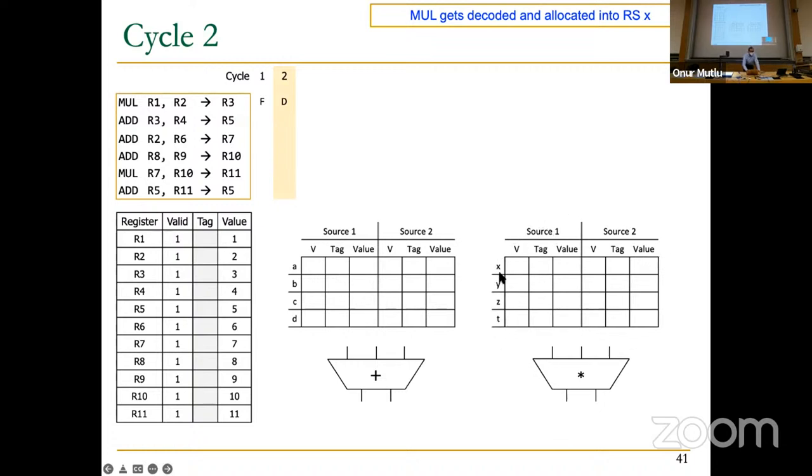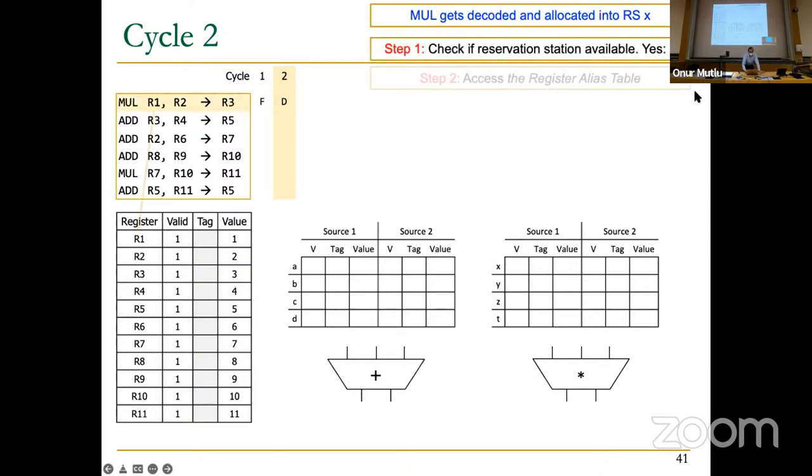So I first allocate the first reservation station over here. So multiply gets assigned to reservation station X. Okay. And that's the first step, as I said, right? We already did that step.